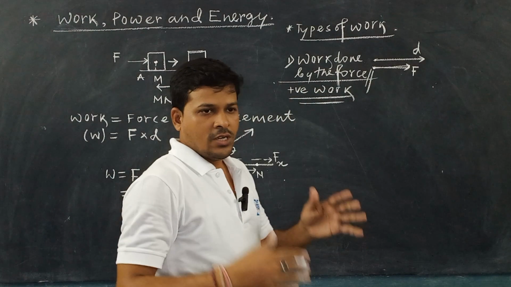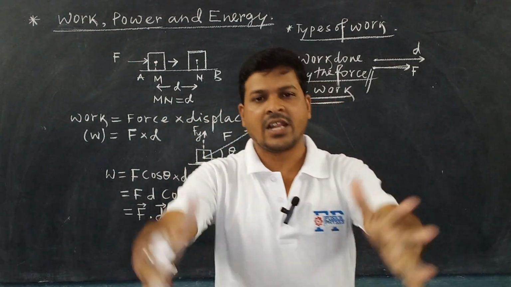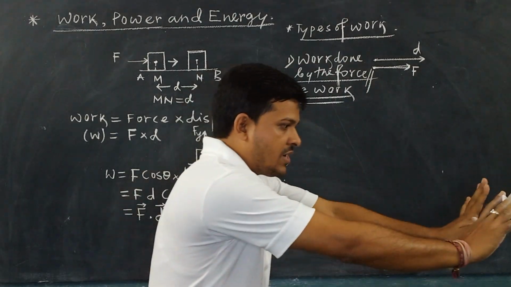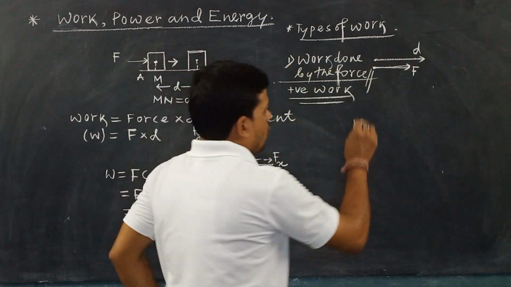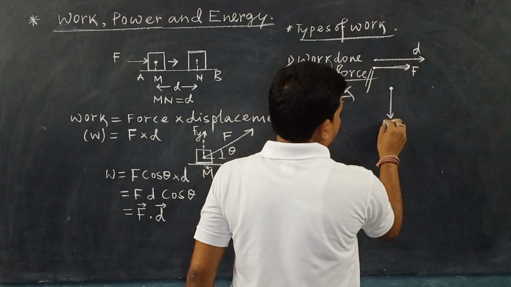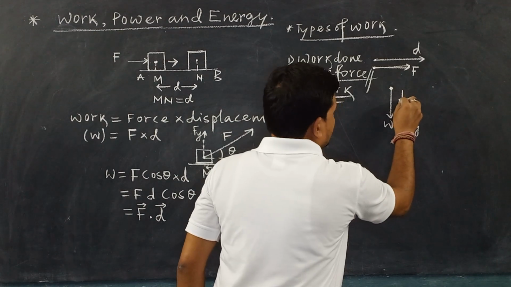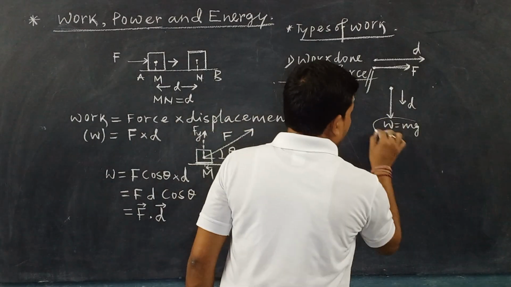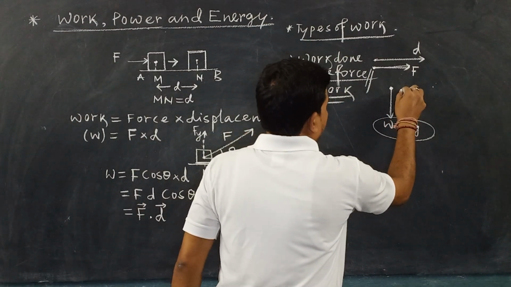That means the displacement of the point of application of force takes place in the direction of the force applied. When you push the block, the direction of force is in the same direction, and the body also suffers displacement in the same direction. Or when you drop a body from a certain height, the weight W equals mg is the direction of force, and the displacement of the body is in the same direction.